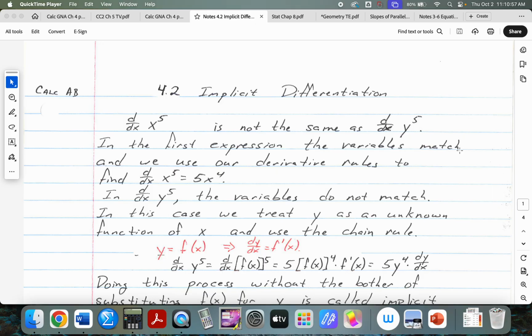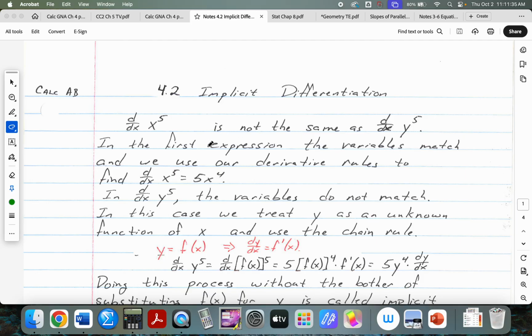Problem is that it's not in function notation. So we'd like to be able to not have to try and write it as a function first and then find the derivative. And the process for doing that is implicit differentiation. So start off with an idea here. The derivative with respect to x of x to the fifth is not the same thing as the derivative with respect to x of y to the fifth. And you're like, okay, yeah, I know that.